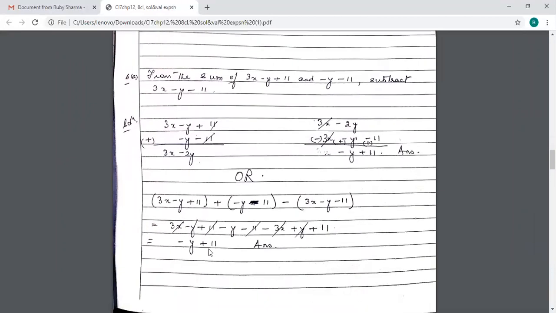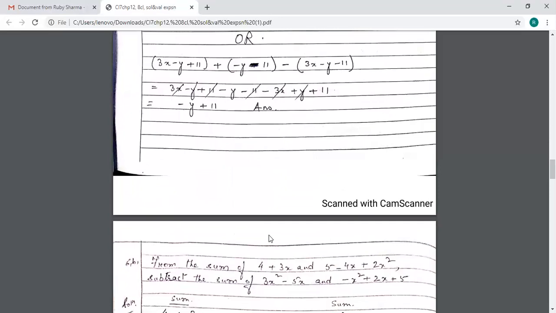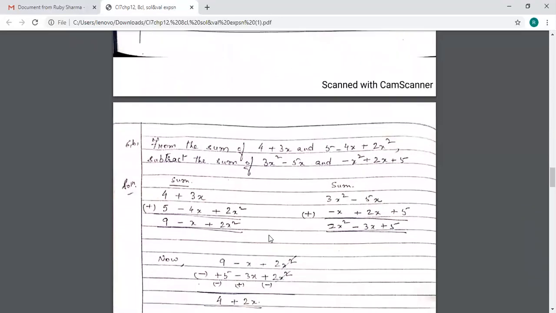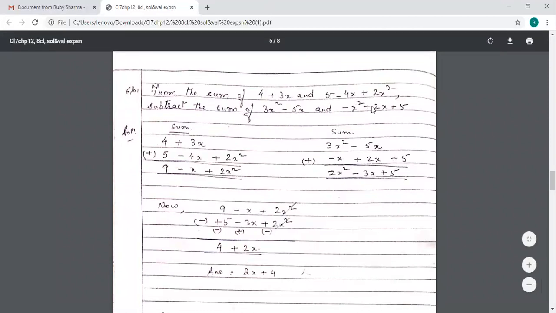Or if you want to do it in this manner, the sum of this and this, you can put a double bracket here also. And then subtract this. You can do it this way also. It's up to you, whichever way you find it easier. Now here also from the sum of these two expressions, you have to subtract the sum of this. So this I've added here, and this I've added here. You can do it this way also.